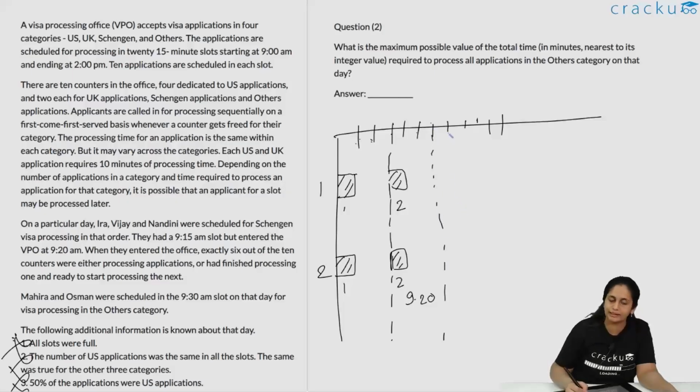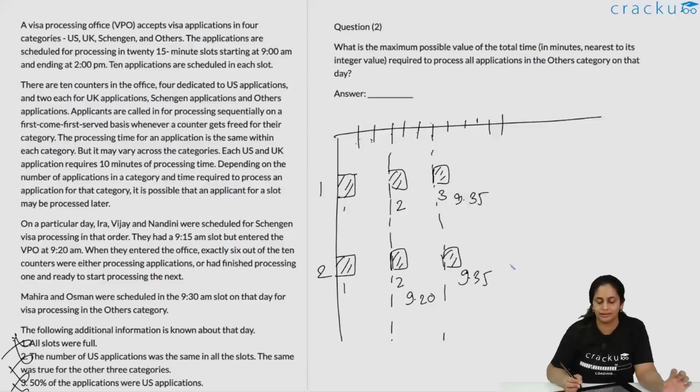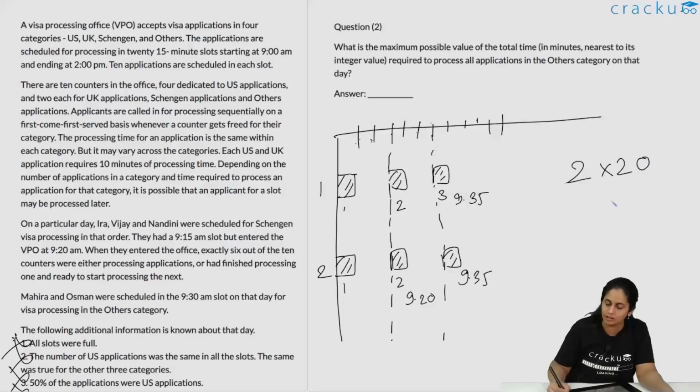Again at 9:30 they get Mahira and Osman's applications. They finish that by 9:35. This is the third slot, done by 9:35, and again at 9:35 they are free. So essentially at most they are taking 5 minutes per application. There are 2 applications per slot. There are 20 slots, so there are a total of 40 applications, and each application at max is taking 5 minutes. So this is 40 into 5. At max this is taking 200 minutes.